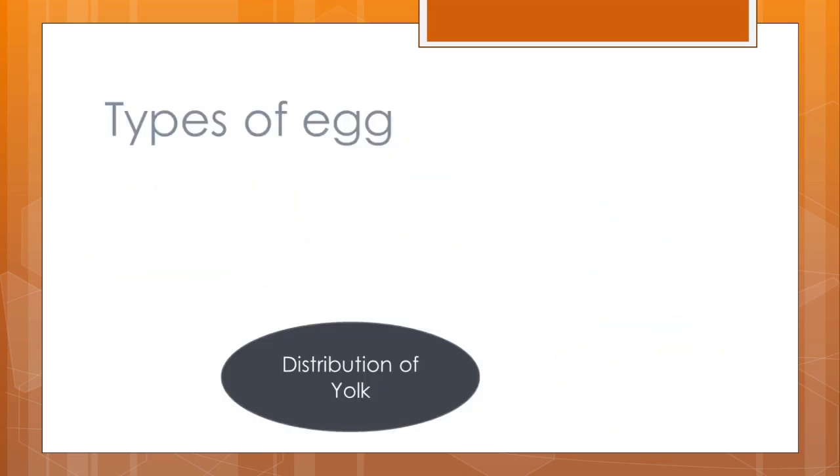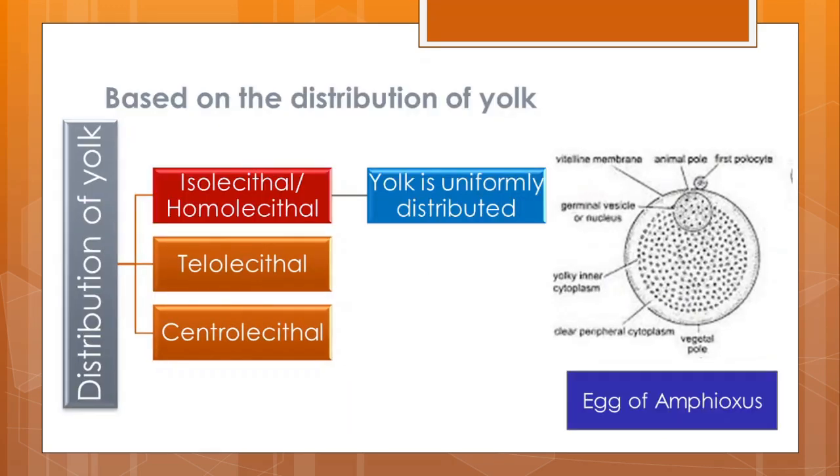Now coming to the second criterion of classification, that is distribution of yolk. First is isolecithal or homolecithal egg. Here, the small amount of yolk that is present is uniformly distributed in the egg cytoplasm. For example, in the egg of amphioxus and echinoderms, the egg cytoplasm contains a small amount of yolk and it is uniformly distributed in the egg cytoplasm.